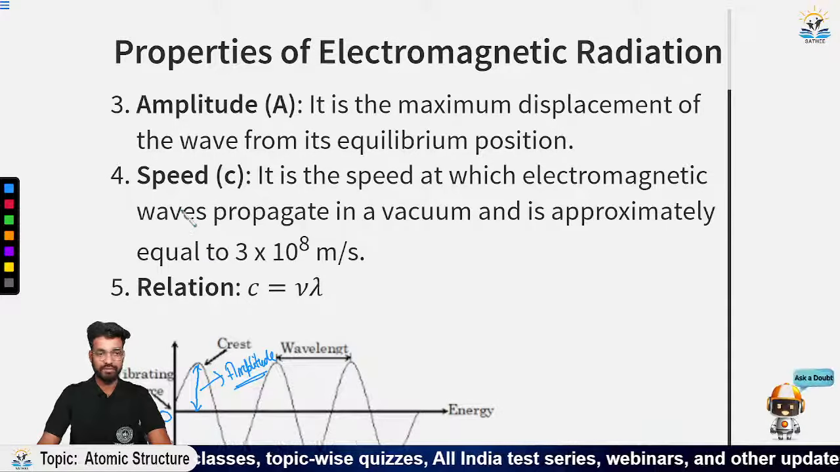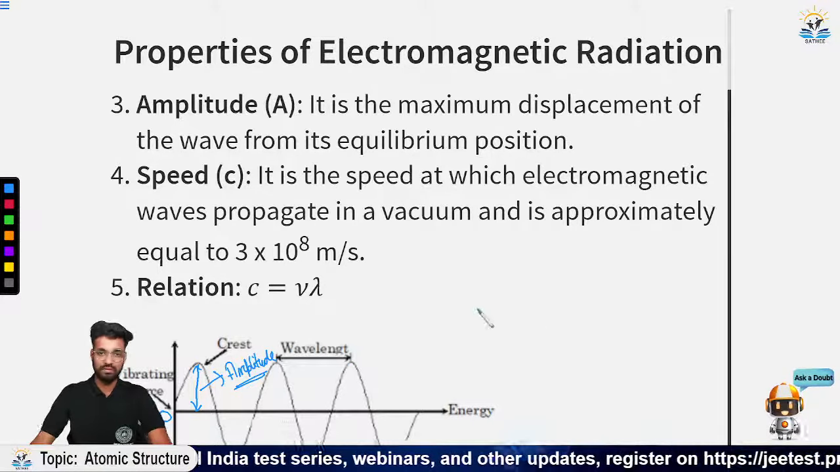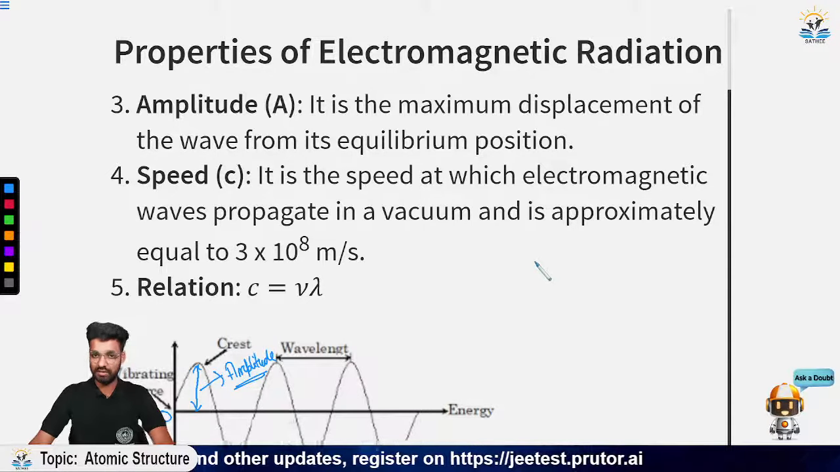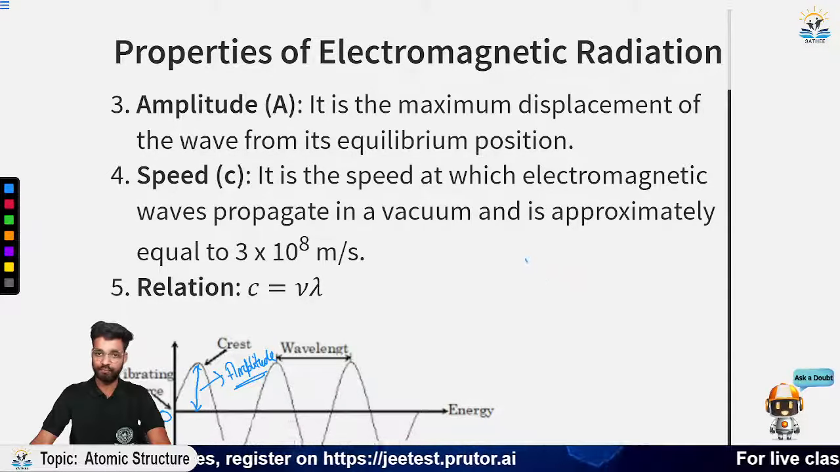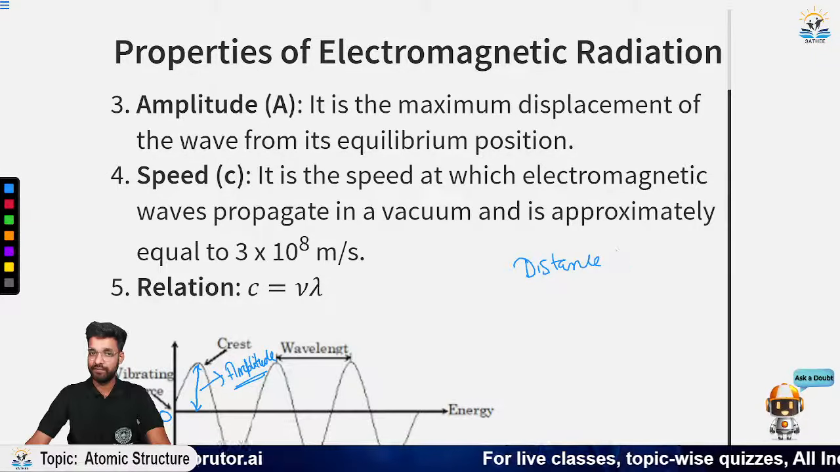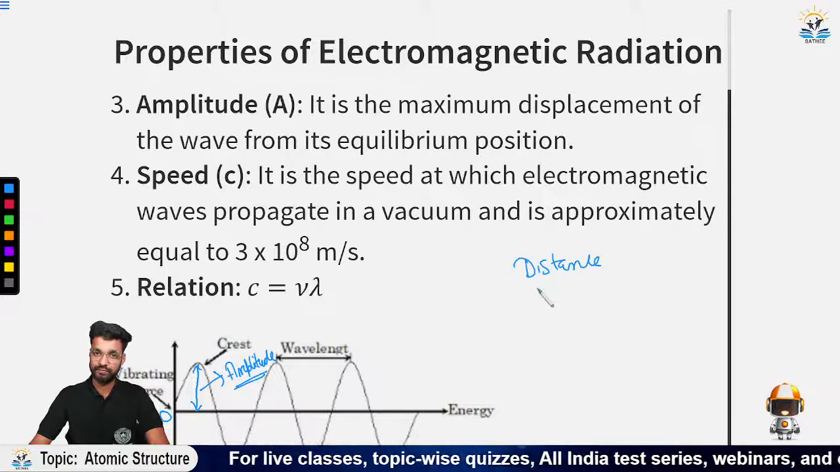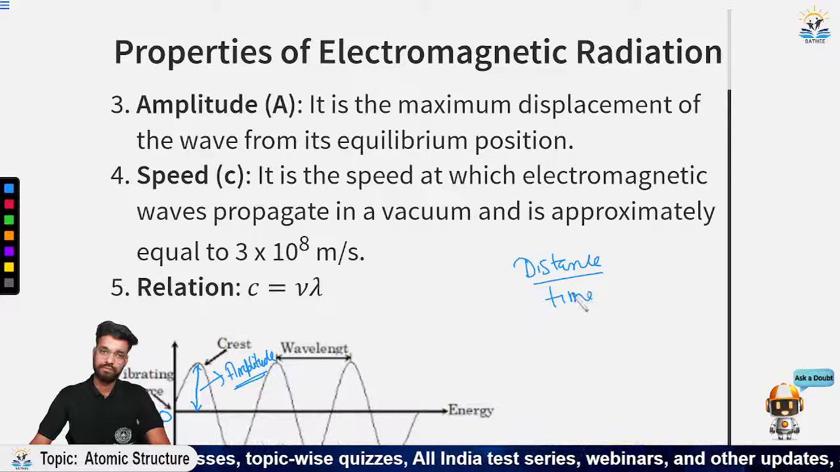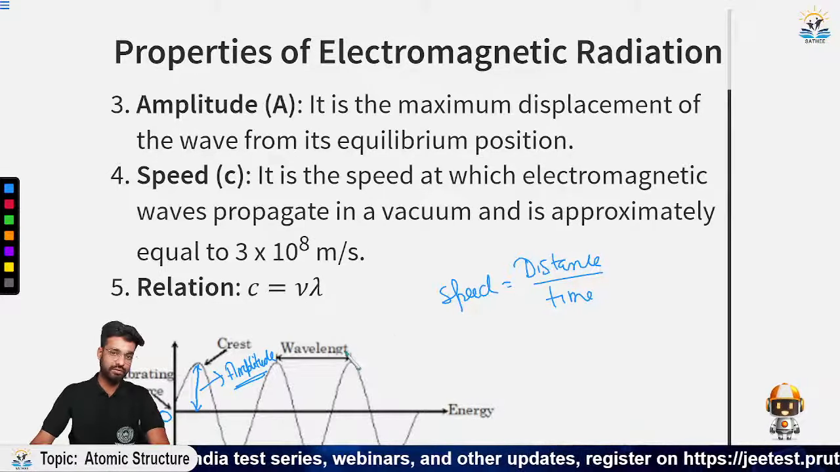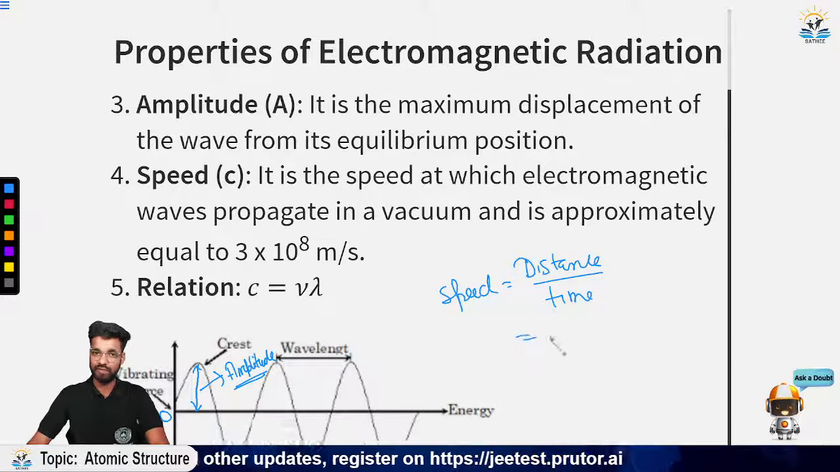The next is speed. So what is speed? Speed is simply the distance traveled per unit time. We know this simple definition of speed. So in this case, suppose we are taking this wavelength, it will be lambda.